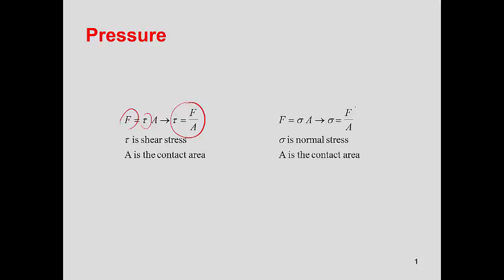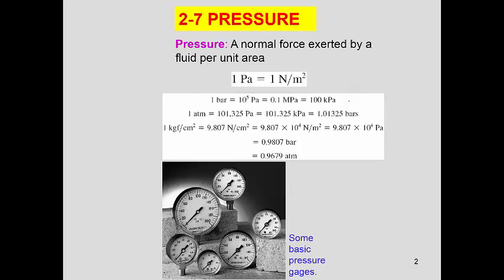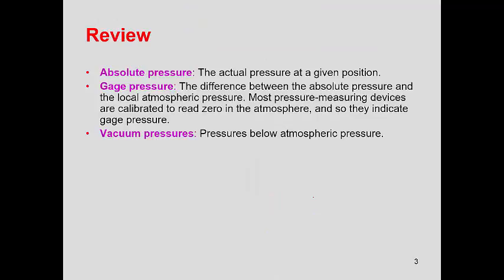And then whenever we have normal stress, which is pressure as well, then the notation that you're used to would be sigma, force over area. Of course, we measure pressure, and it's a normal force exerted by a fluid per unit area, and you can have several units, and we will see in the lab some pressure gauges. Now, there are two things that are really important, and that's to understand the definition between absolute pressure and gauge pressure.